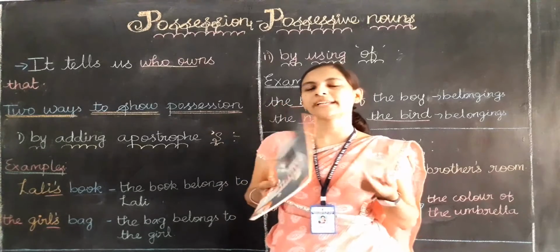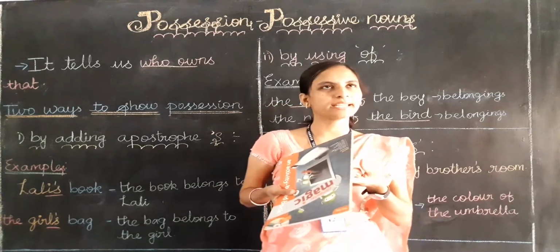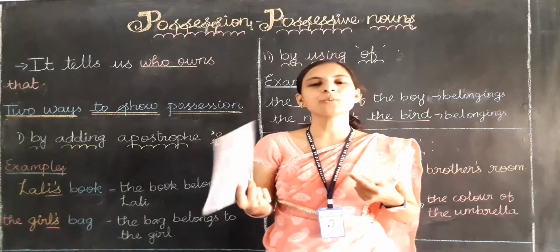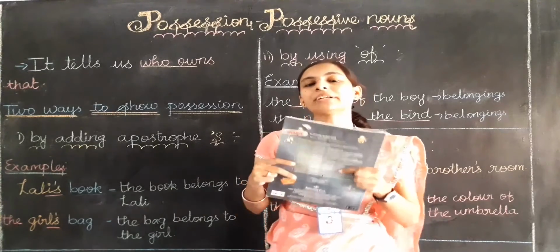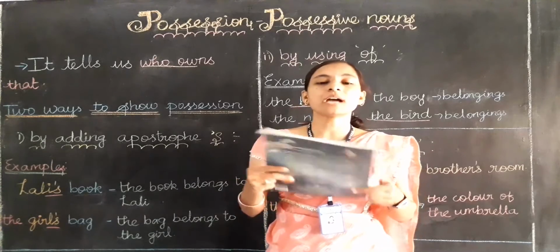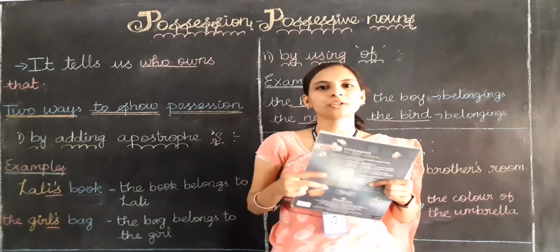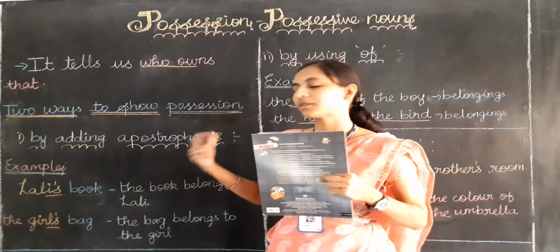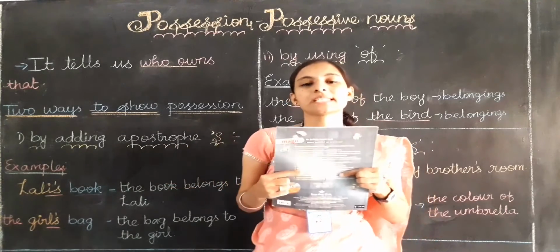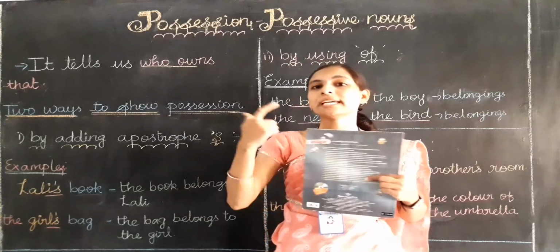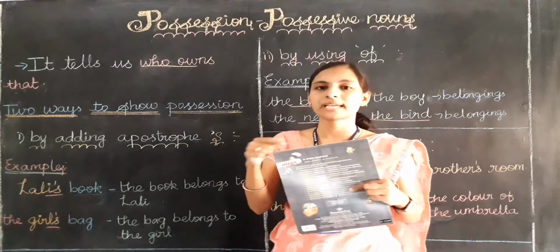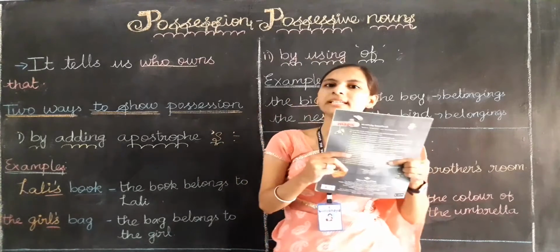Suppose now I am asking you, this book belongs to Kumar. No, Kumar we have already used many times. So, this book belongs to Rahul. Now you have to tell me by using apostrophes. This book belongs to Rahul, I said. Now you tell me by adding apostrophes, how can I say? Yes, Rahul's book. By adding apostrophes, the name will come first, like Rahul's, and then the thing name.